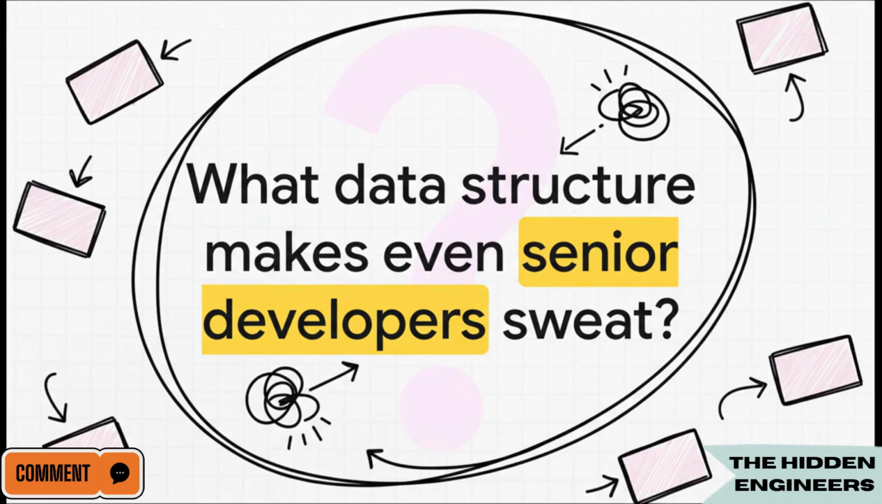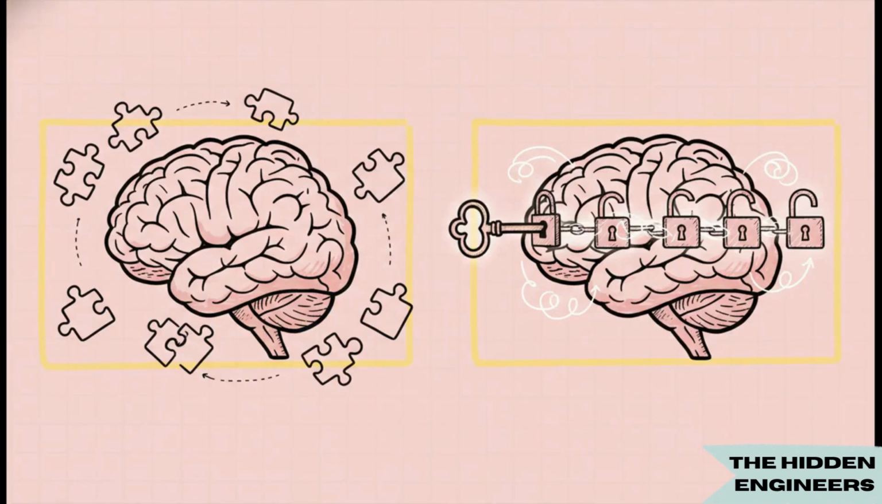So let me ask you a question. What's that one data structure that can make even the most seasoned developers start to sweat a little bit in a coding interview? You know the one. It comes up all the time, and it's famous for tripping people up if they're not ready. It's all about juggling those pointers and making sure you don't lose track of everything. Any ideas? Yep, you guessed it, it's the dreaded linked list.